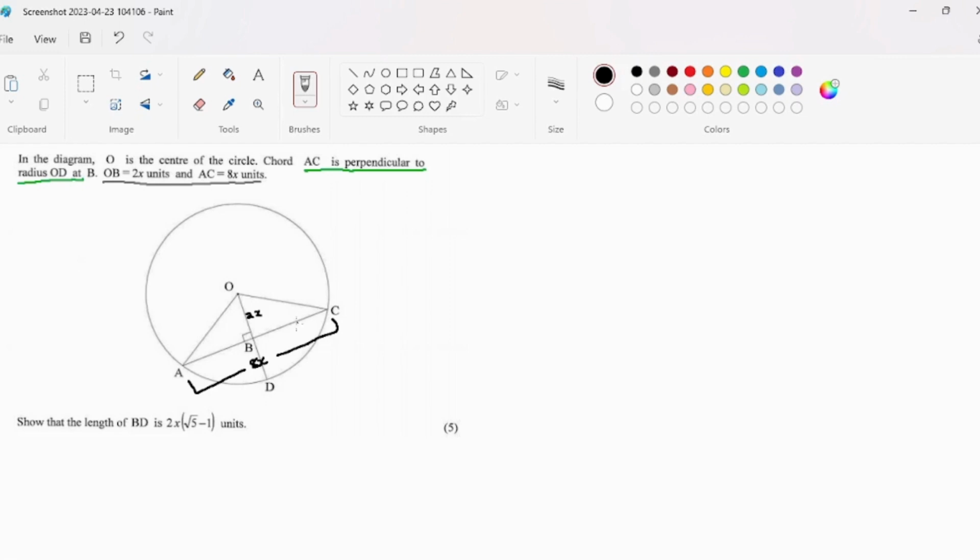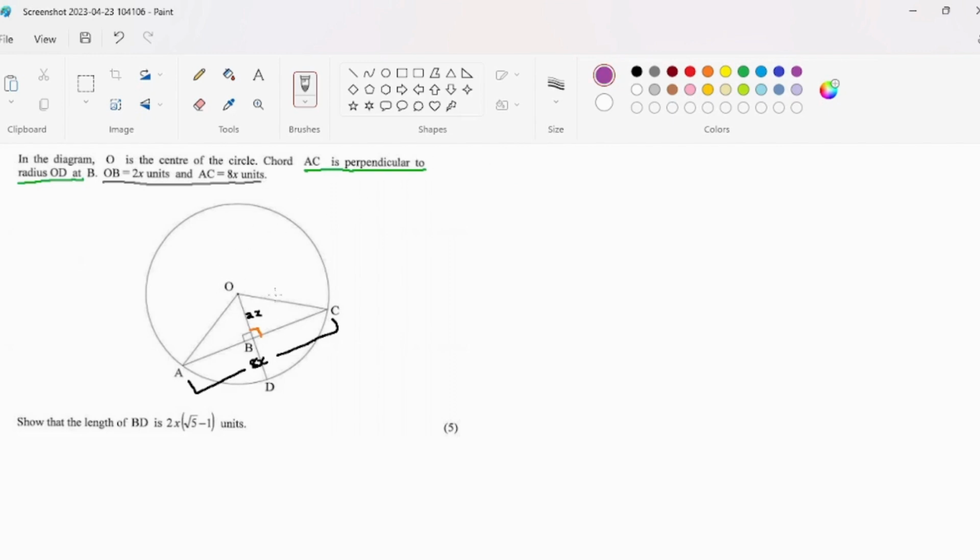And then what else are we given? We are given that this is 90 degrees. So automatically we know that if this is 90 degrees, that means angle OBC is also 90 degrees. Your reasoning is going to be angles on a straight line. So what else can we analyze on our diagram?